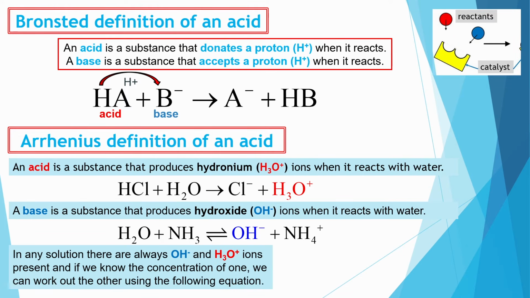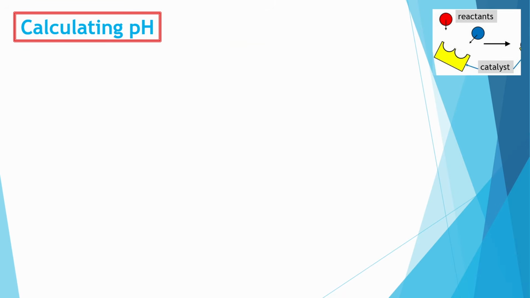Remember, in any solution there's already OH minus and H3O plus present. If we know the concentration of one, we can work out the concentration of the other. We'll go over that later. And we can use this expression here. This is the equilibrium constant for water.